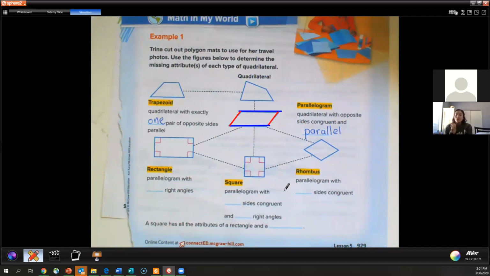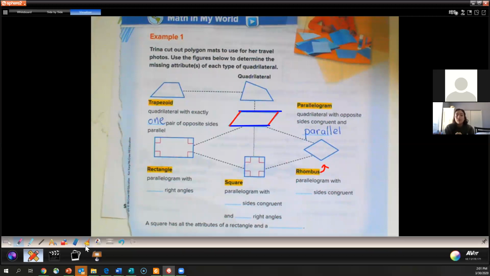All right, so we are going to now move on to our rhombus. Our rhombus is going to be the one that's directly underneath our parallelogram. It's the one that kind of looks like a sideways diamond. So a rhombus is defined as a parallelogram with blank sides congruent. So we want to look at each side of our rhombus. So we have 4 sides.